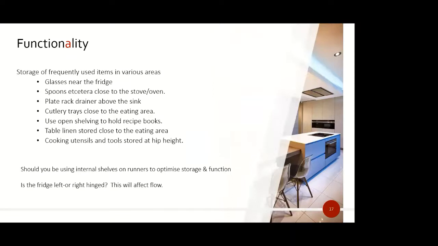Also, when you look at storage of certain elements in the kitchen, very important. Things like having glasses close to the fridge, spoons, etc., close to the stove and oven for cooking, cutlery trays and the table linen stored close to the eating area. It just makes so much natural flow in the kitchen when you can reach out to these items close to the areas you're going to be using them at. Also, cooking utensils, make sure they're stored at a hip height, easily accessible while you're busy cooking on the stove.